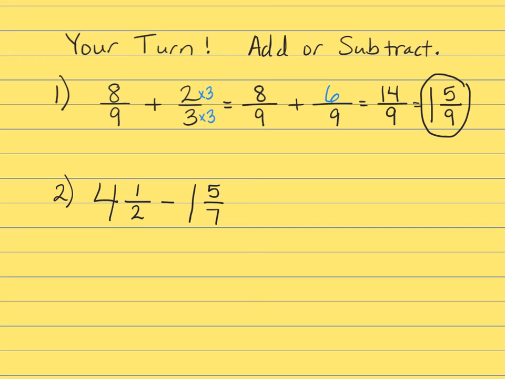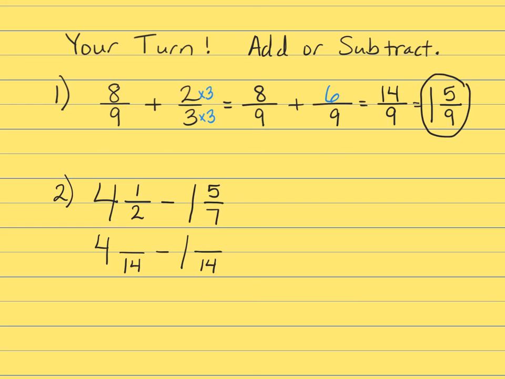For our second problem, we are subtracting mixed numbers. Let's start with getting a common denominator. So I have 4 and something minus 1 and something. And we need a denominator that 2 and 7 will both go into, a multiple of both 2 and 7. You could go to the side and sketch out your multiples of 2 and your multiples of 7. You would find very quickly that a multiple of 7 is 14, and that's also a multiple of 2. So we can use 14.